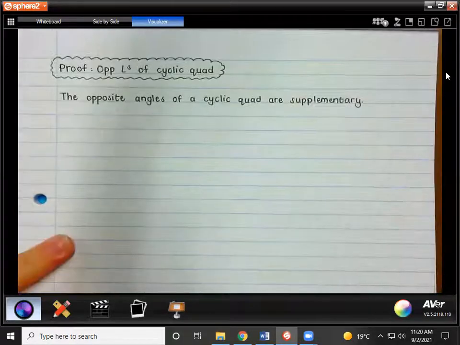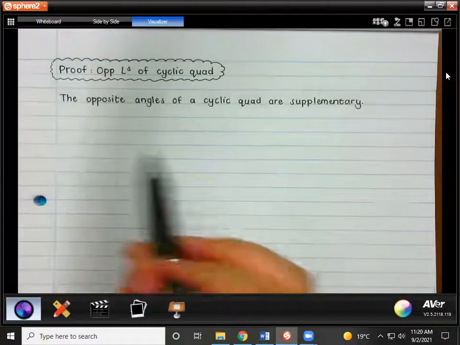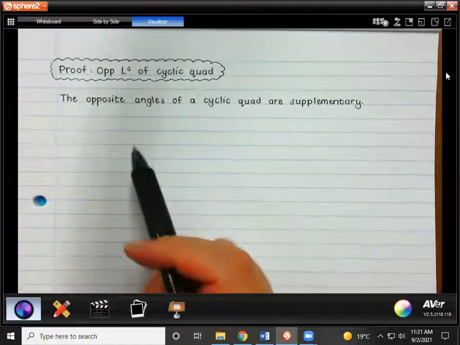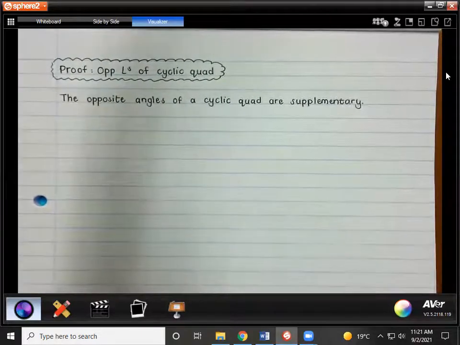Okay, so that is the theorem. We all know it. We've been working with it. The opposite angles of a cyclic quad are supplementary. So that's what we're going to have to prove. Okay, so I'm just going to draw the picture. If you guys can also copy it down.